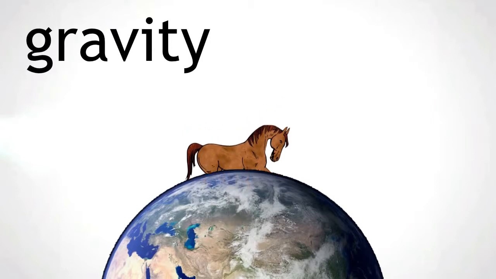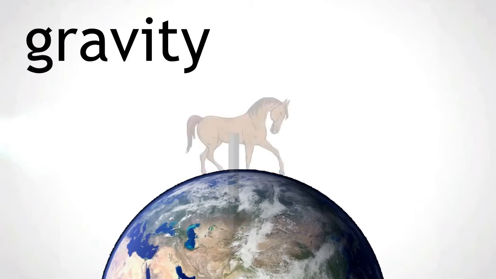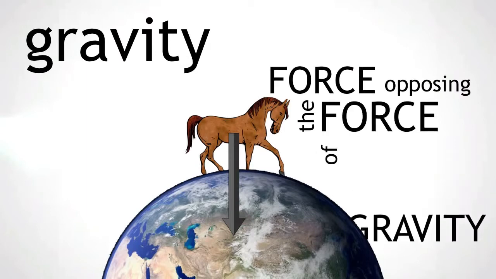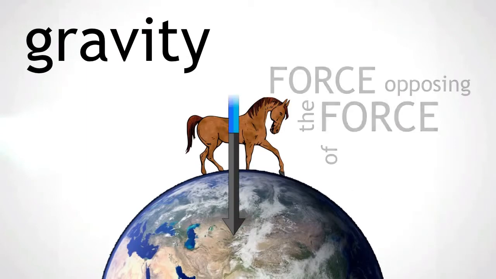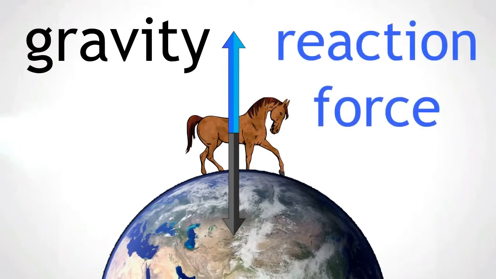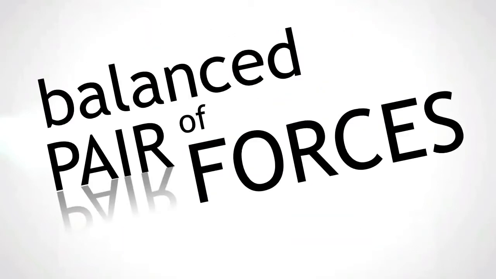If this were the only force acting on the horse, it would sink into the ground. As this is not the case, there must be a force opposing the force of gravity. An arrow is drawn in the opposite direction, but equal in size. This force is called the reaction force. As the reaction force is the same size, but acts in the opposite direction to the horse's weight, these 2 forces are a balanced pair of forces.